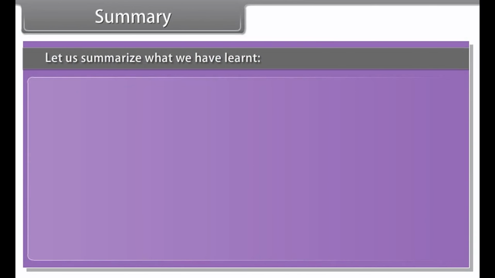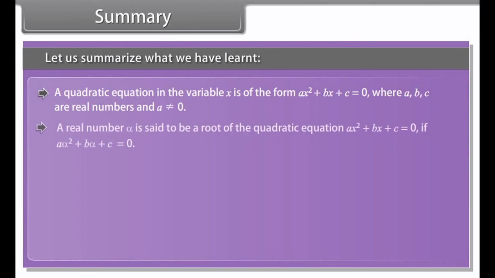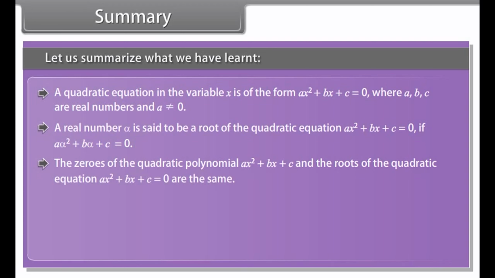Summary. Let us summarize what we have learned. A quadratic equation in the variable x is of the form ax² + bx + c = 0, where a, b, c are real numbers and a is not equal to 0. A real number alpha is said to be a root of the quadratic equation ax² + bx + c = 0 if a alpha² + b alpha + c is equal to 0. The zeros of the quadratic polynomial ax² + bx + c and the roots of the quadratic equation ax² + bx + c = 0 are the same.